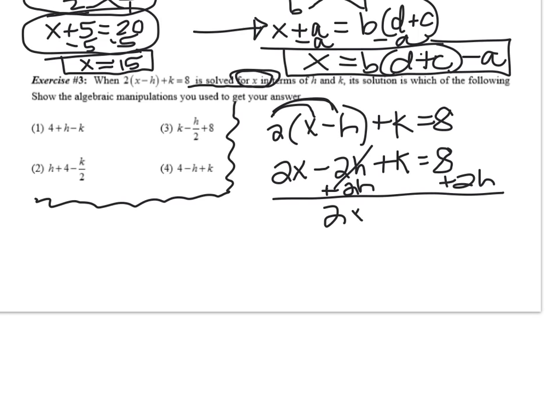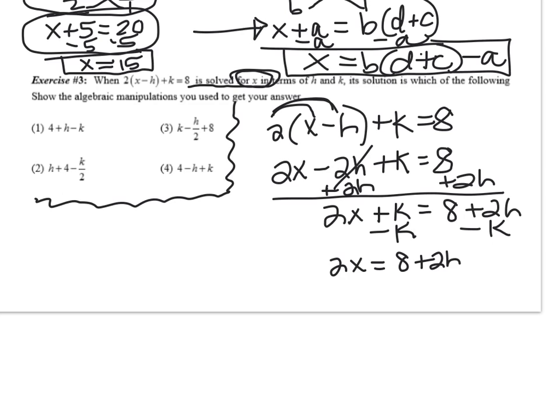That leaves me with 2x plus k on the left side of the equation and 8 plus 2h on the right side. You can't combine that and make it 10h because the 8 does not have an h multiplied by it, so they're not like terms. One more term we have to get rid of here, minus k to both sides. You end up with 2x is equal to 8 plus 2h minus k. And to finish getting x by itself, we would divide both sides by 2. You end up with x is equal to 8 plus 2h minus k all over 2.